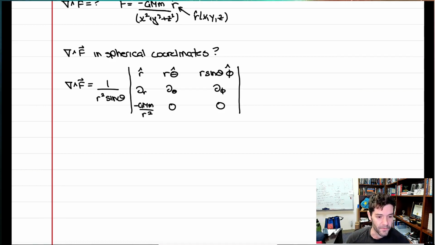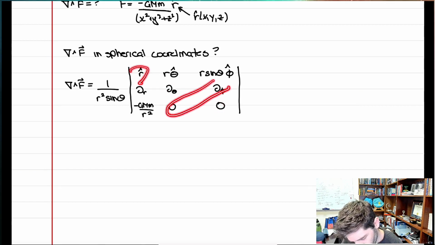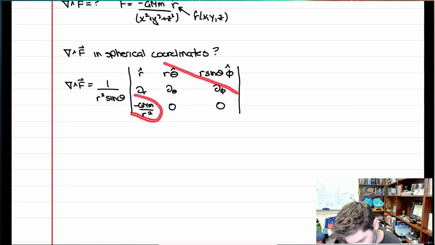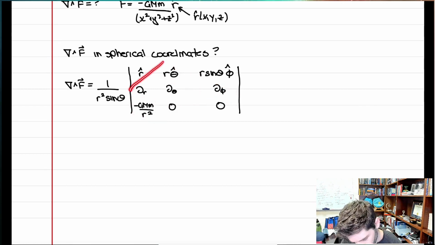And then if I can compute this determinant, that is my answer. And so this looks like it's going to be pretty easy, right? This direction, derivative of 0, fine. Here, derivative of 0, fine. Here, the phi derivative of that expression, which has no phi in it, so that derivative is going to be 0. And then this involves a derivative of 0.